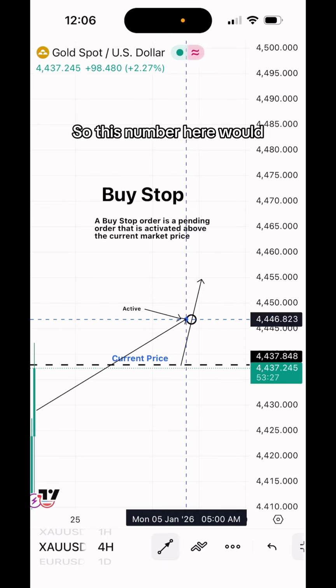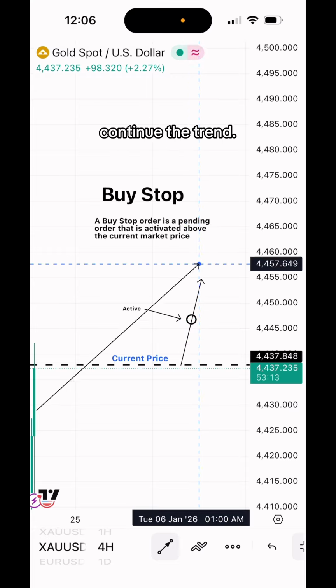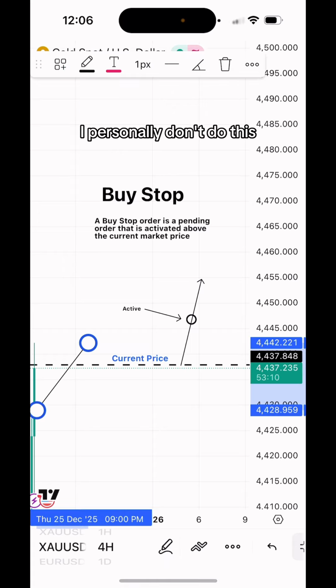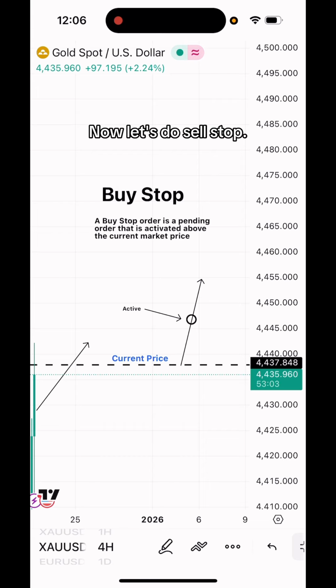So this number here would be 4446.823. If you put in a buy stop order with these numbers, 4446.823, when price gets to that level, you would be active in the trade and you would continue the trend to the upside. Now, I personally don't do this. Okay, I don't trade like this, but this is an option. Now let's do sell stop.